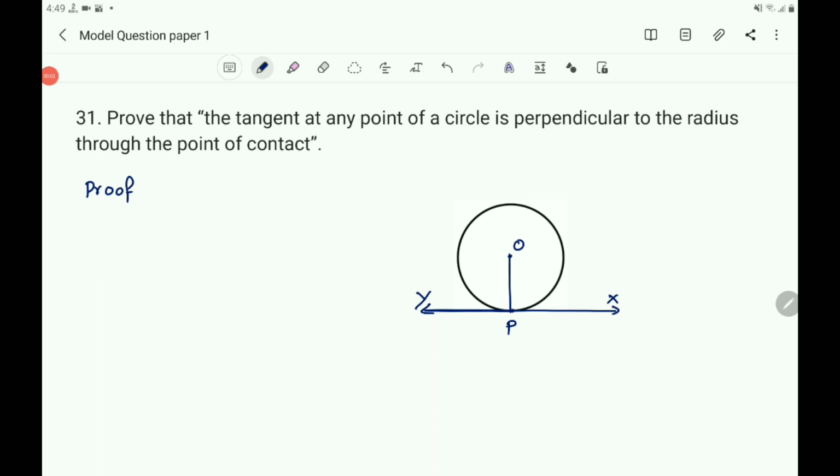Here what is given? We are given a circle with center O, and XY is a tangent to the circle at a point P. And we need to prove that OP is perpendicular to XY.